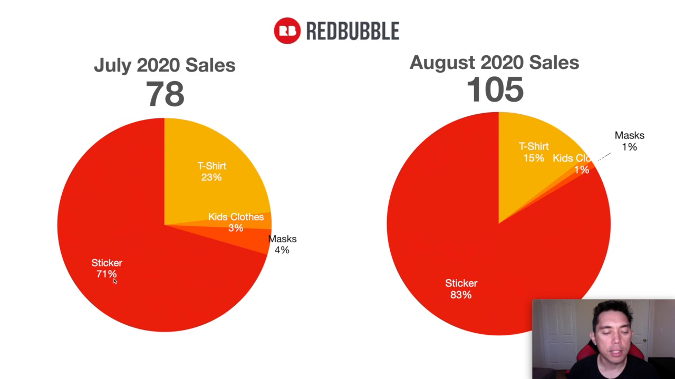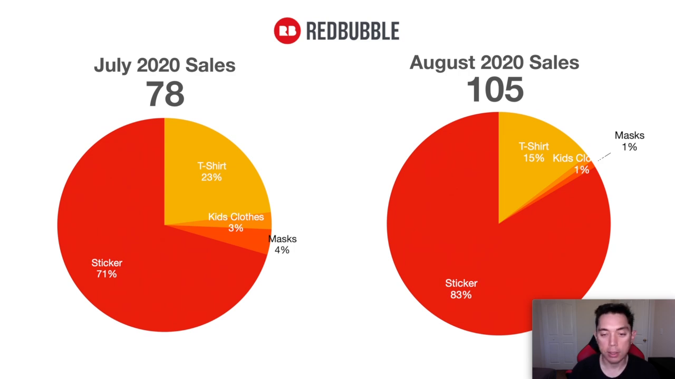Of those sales, 71% of my sales were stickers in July. But you can see here in August, for some reason, I'm getting a lot of sticker sales. 83 of my sales in August were actually sticker sales, and t-shirt sales are a lot less of the pie, right? And then masks, of course, went down in kids' clothes. So I sold a lot more of these 105 shirts, 105 sales. A lot of them were stickers. So you'll see how that plays out.